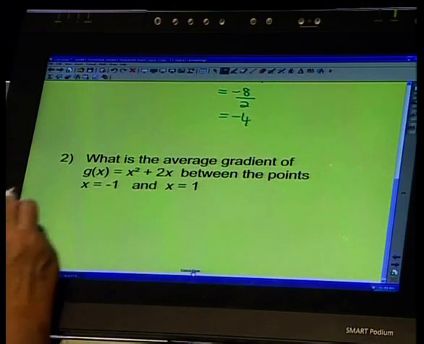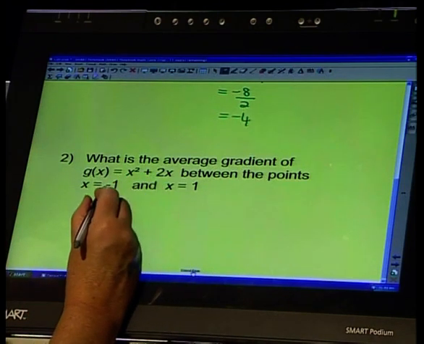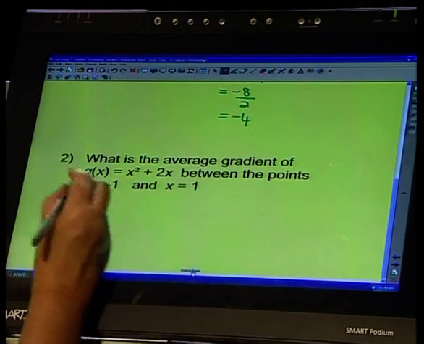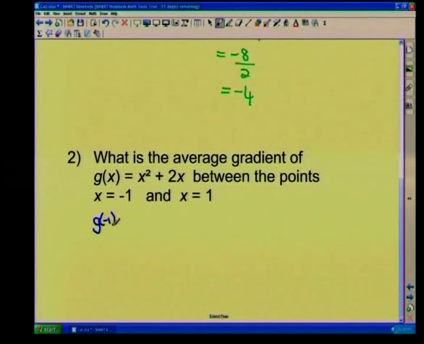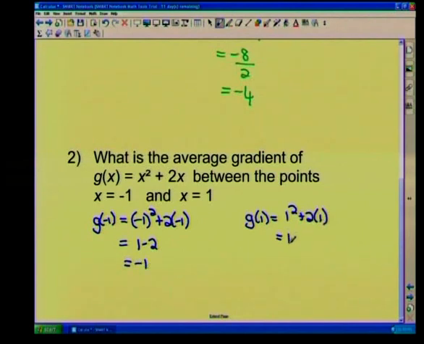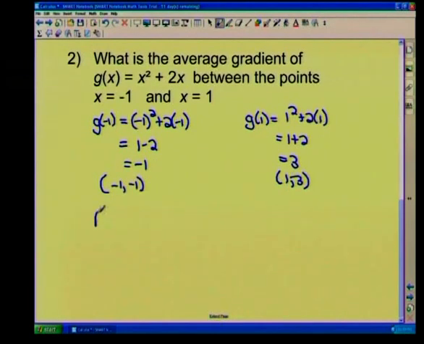What is the average gradient of g of x equals x squared plus 2x between the points minus 1 and 1? Okay, so let's talk about g of minus 1. If I do that, it's minus 1 squared plus 2 times minus 1. And over here, g of 1 is equal to 1 squared plus 2 times 1. So that's going to be 1 minus 2, which is negative 1. And over here, it's going to be 1 plus 2, which is equal to 3. So we have a coordinate minus 1, minus 1 and a coordinate 1, 3. Notice I really like to write those coordinates. It's very useful, and it's always good to have something nice and neat to refer back to.